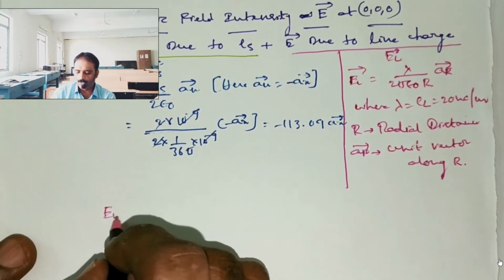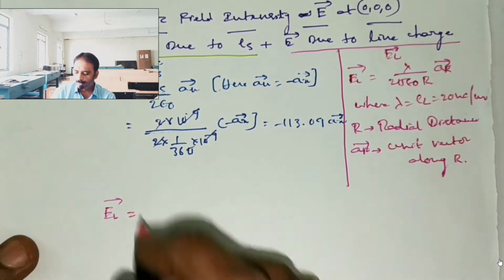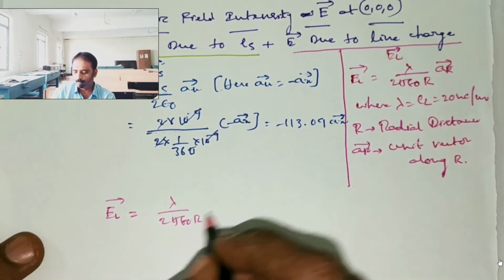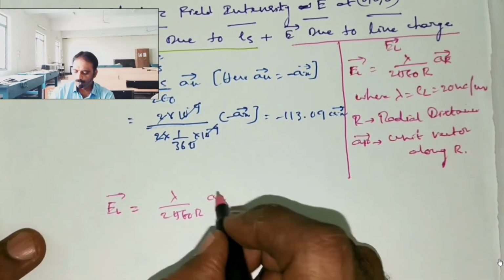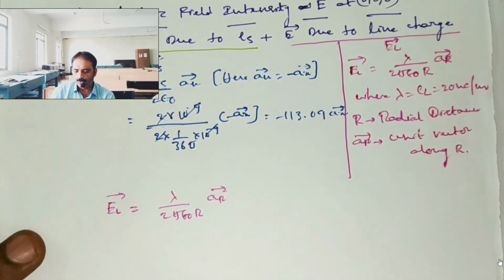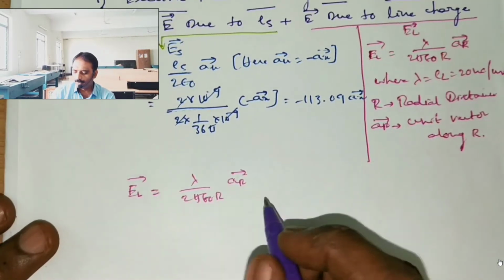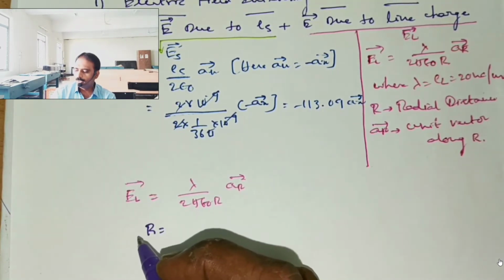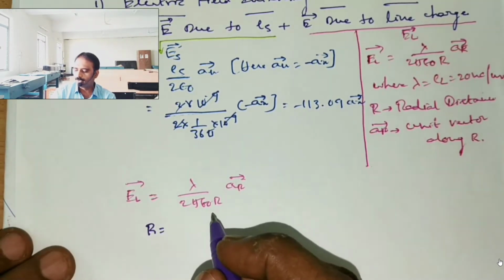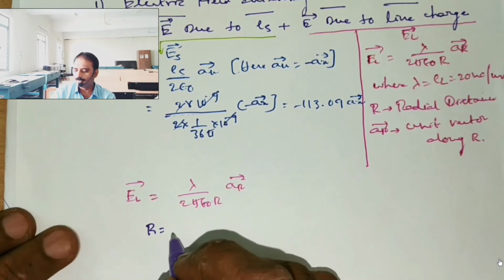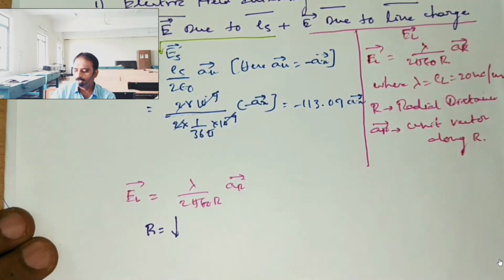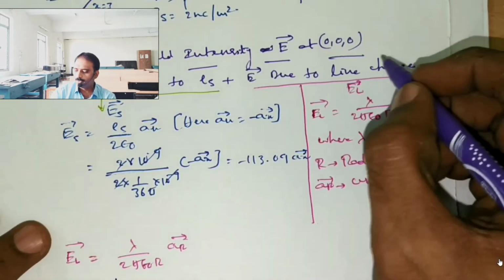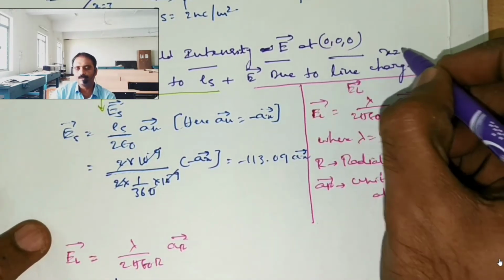First of all, let me write down the formula for finding out E_L bar again. E_L bar is equal to lambda by 2 pi epsilon naught into R into a_R bar. So here R is equal to the square root of, the point is here x is 1 and the z coordinate is 4, and y will not be considered here because the line charge is going to be placed in the xz plane, hence the y coordinate will not be considered here, it will be 0.